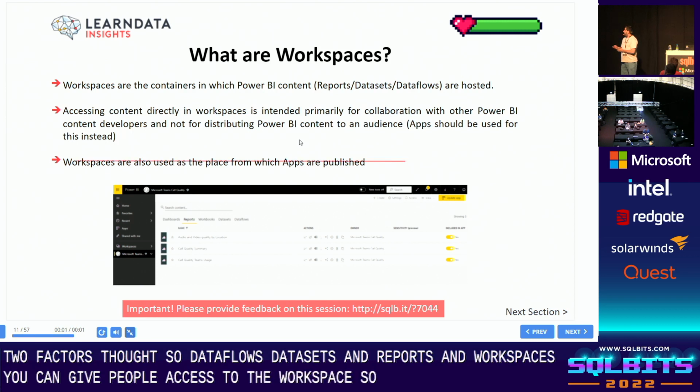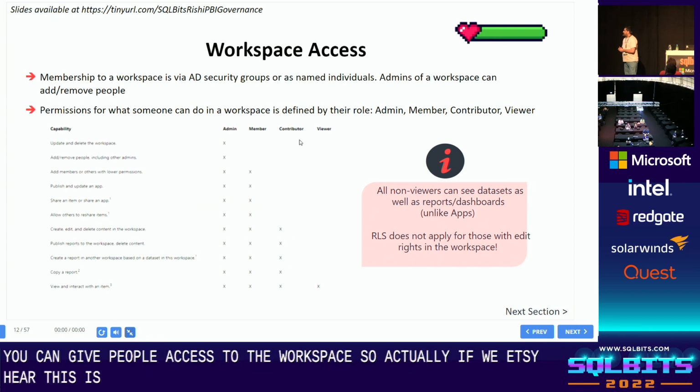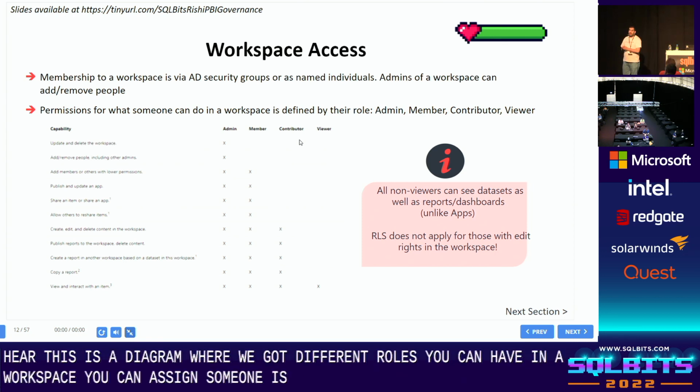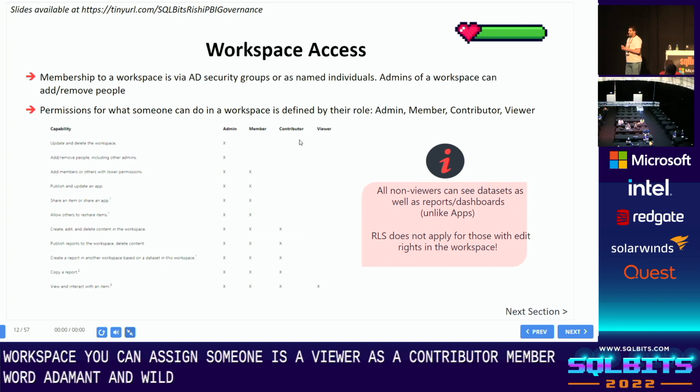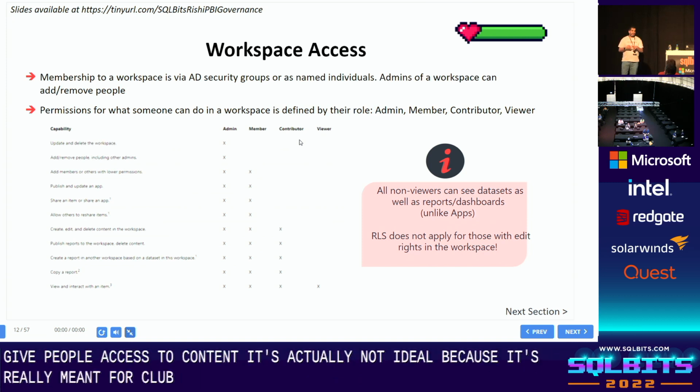You see here, this is a diagram where we've got different roles you can have in a workspace. You can assign someone as a viewer, a contributor, a member, or an admin. And whilst this might seem like a very convenient way to give people access to content, it's actually not ideal because it's really meant for collaboration with developers, not for distribution of content.